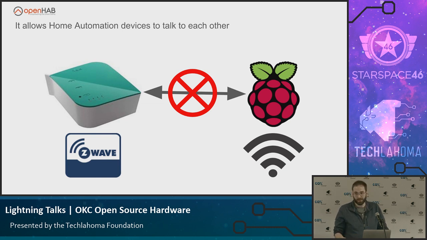So that's where OpenHAB comes in. With OpenHAB, you install it, you tell it how to communicate with your Raspberry Pi, you tell it how to communicate with your Z-Wave hub or whatever you've got, and now those are all together in one interface and they can interact with each other.